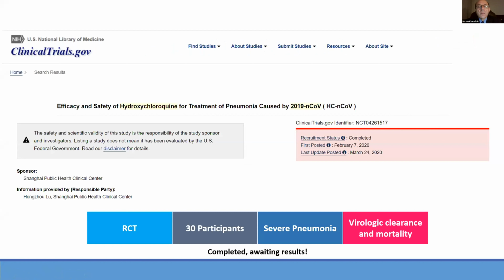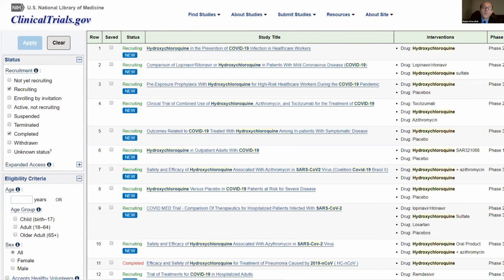The study that is completed in clinical trials included a randomized controlled trial, but it's only 30 participants. And it is for severe pneumonia and looked at virologic clearance and mortality. So we're waiting for the results. Hopefully within the next few weeks, we're going to get this.